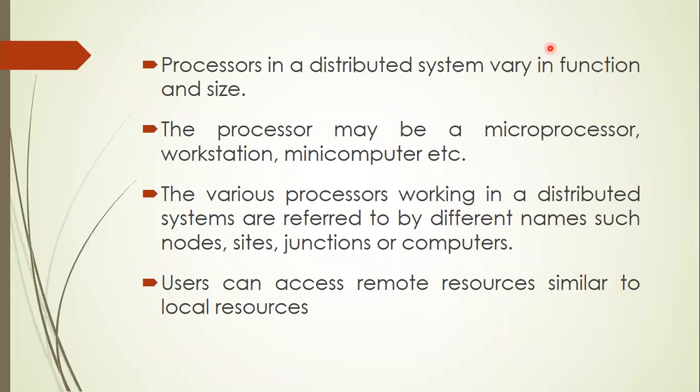The processors in a distributed system vary in function and size. That means all the processors need not be of the same size or configuration, and the work assigned varies from one processor to another. Some processors may be very powerful, in which case more computation can be allocated to that particular processor. Some processors are slow processors.